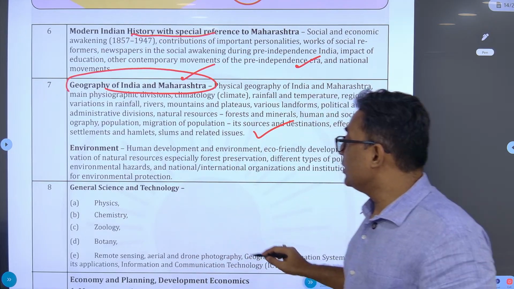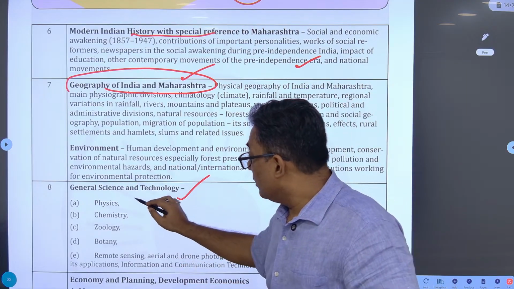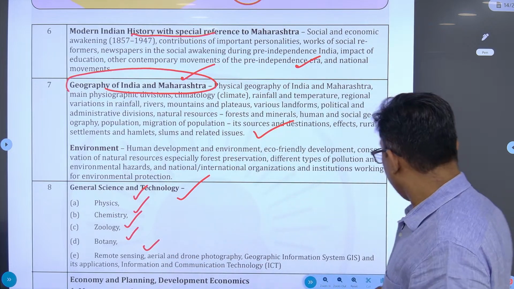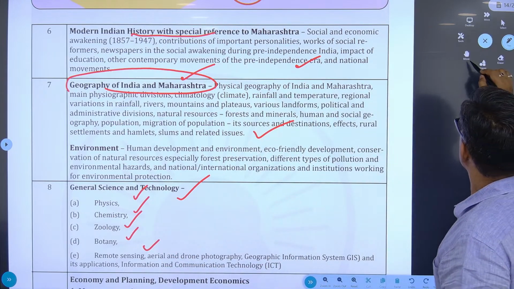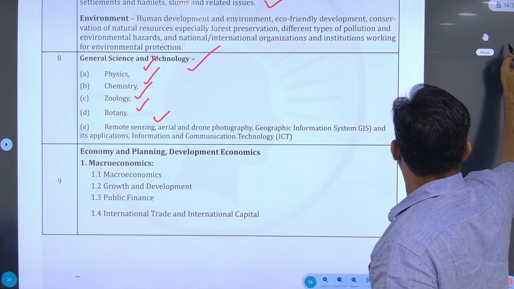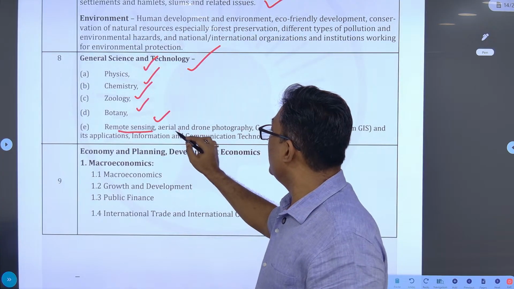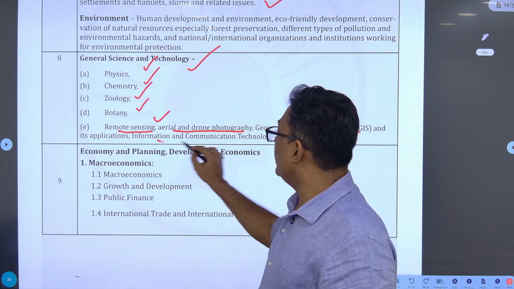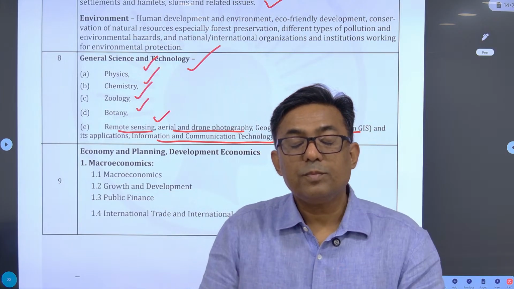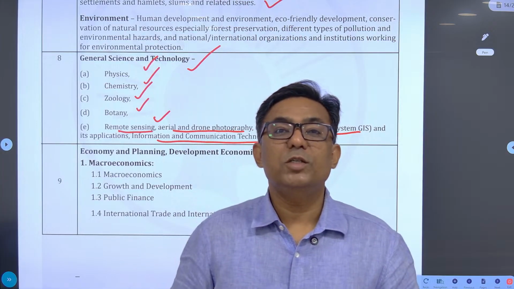Okay. The next very important topic, science. Now here they have specified what they are going to ask in science. Physics, chemistry, zoology, botany, आणि थोडासा IT चा भाग, that is remote sensing, aerial and drone photography, geographical, ICT, information and communication technology. आता हा पाठ का आलाय? See, it is very important that we know these techniques. Why you know these techniques? Because remote sensing today is required.